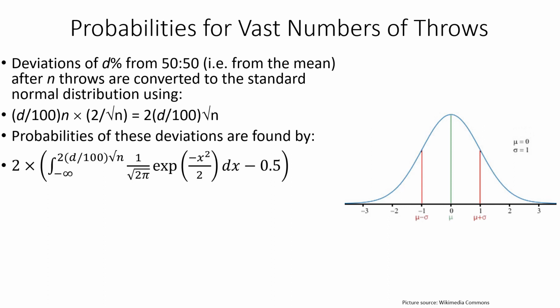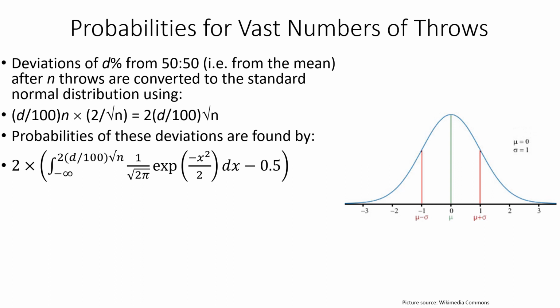And so what we're going to have to do is solve this integral here, this expression. We're looking at the integral going from minus infinity, which is like the far left, up to this point, which is 2d over 100 root n. This is having converted from our, as it were, Pascal's triangle into the normal distribution. And so that's going, as I say, from the far left to just a little bit after the 0 line.